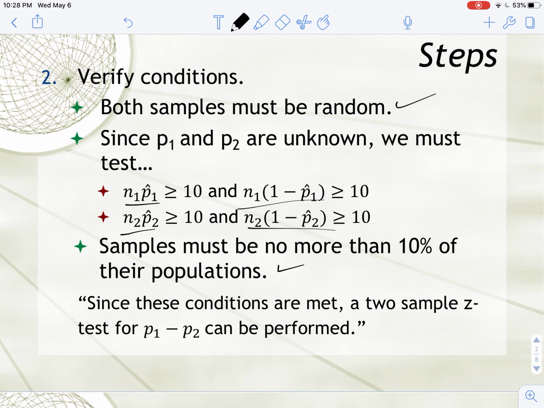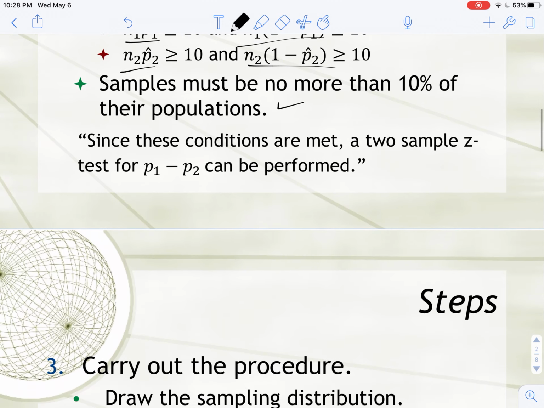The third condition is the independence condition. Samples must be no more than 10% of their populations. This is done usually because you are sampling without replacement. So this condition will ensure independent sampling. Then once you've verified your conditions, you want to write down what procedure you're going to do. So you can write a statement something like, since these conditions are met, a 2-sample z-test for P1 minus P2 can be performed. All right, that's step 2.